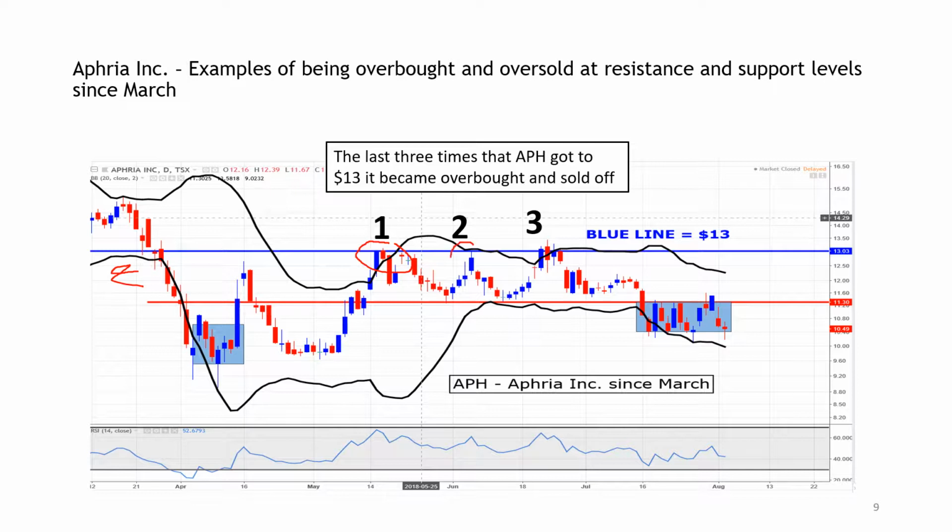But anyway, we got up to 13, overbought, sells off, overbought, sells off. So then when we got down here, we broke through this level. And now this is a resistance.